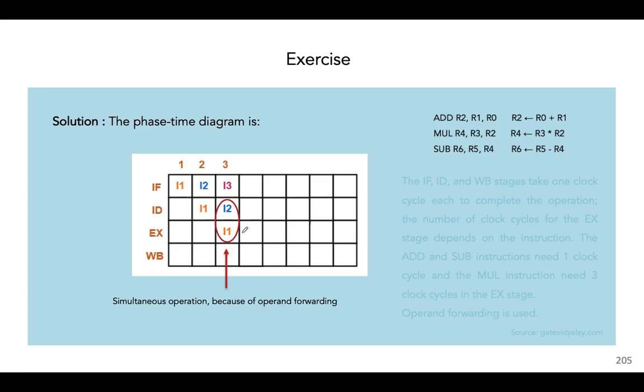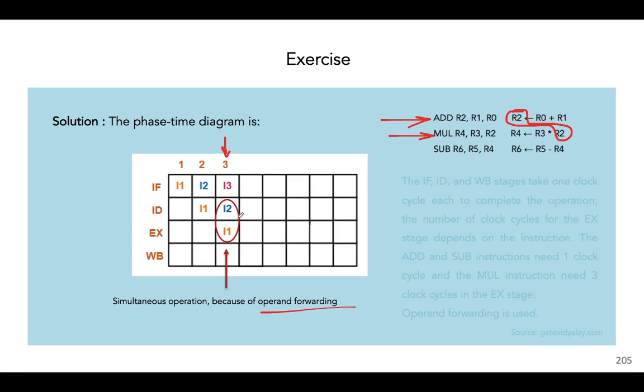So without operand forwarding, there are stalls in the pipeline. So until I1 finishes its execution, I2 will not be able to move on to the next phase. It will have to wait. But because of operand forwarding, we can see that during the same clock pulse, while I1 is being executed, while addition is being done, this instruction has moved to its decode and operand fetching phase, and that is just because of operand forwarding.